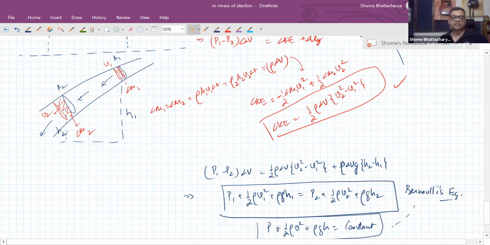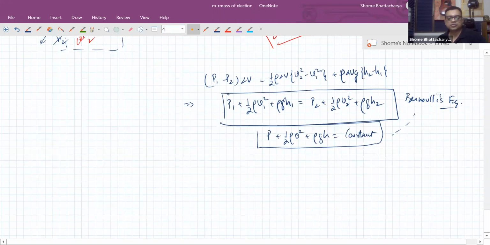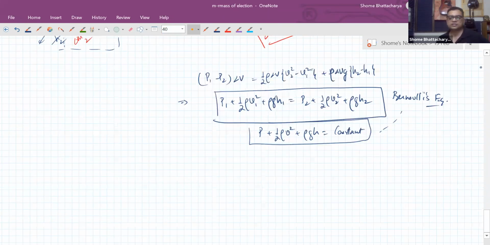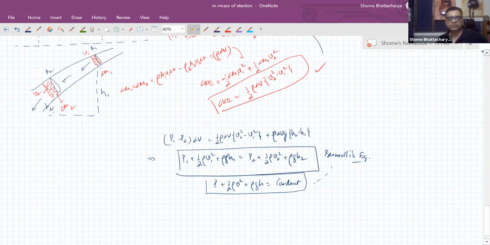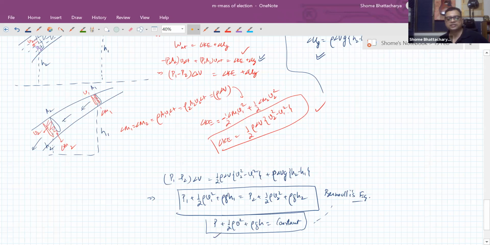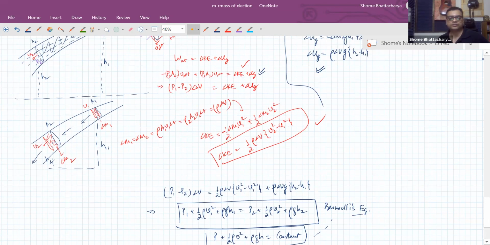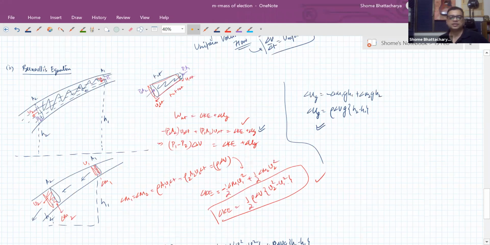Each of these terms has the dimension of energy per unit volume, and they are scalar quantities. We say that the sum of three heads is constant: the pressure head, the kinetic head, and the gravity head. It's like an expression of work energy, where the sum of the pressure head plus the kinetic head plus the gravity head should remain constant as long as the liquid is in steady flow. So just do a quick review of this. We will discuss the applications next.